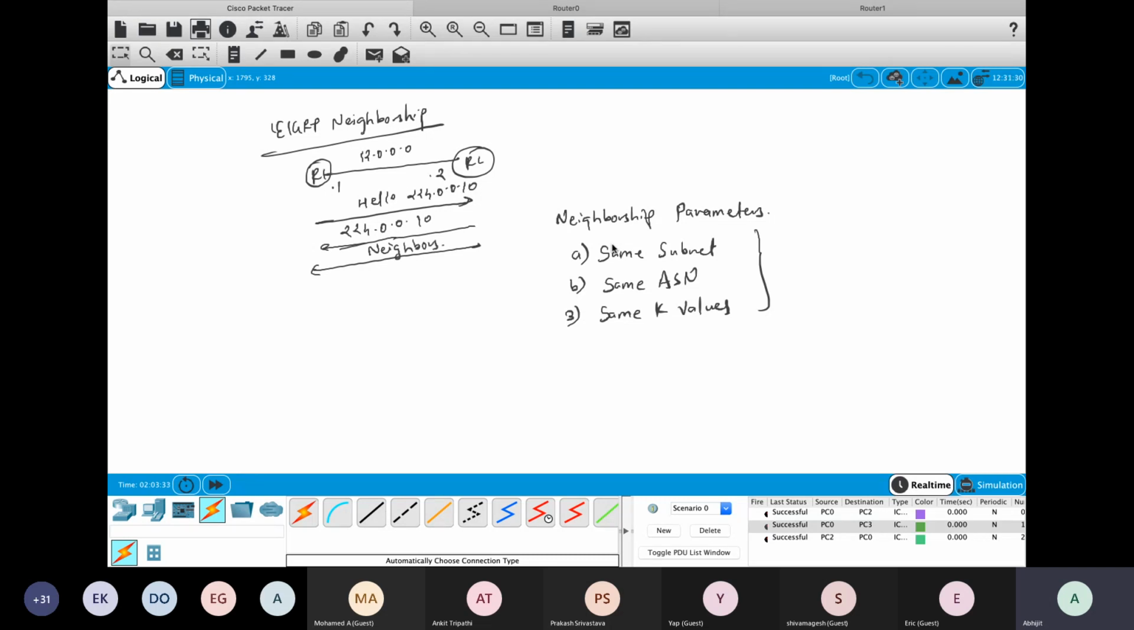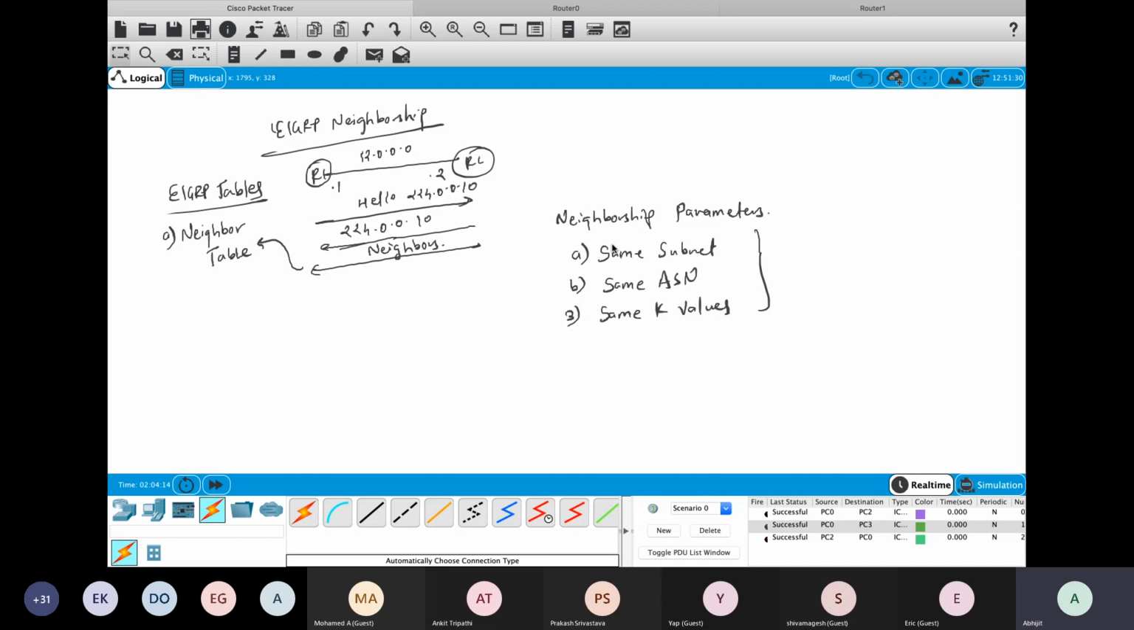Okay, and then EIGRP also maintains something called EIGRP tables, and inside of that the first table is called the neighbor table, and the information about your neighbor will be stored inside the neighbor table upon exchanging the information with the help of hello packets. Do you understand this? Perfect.